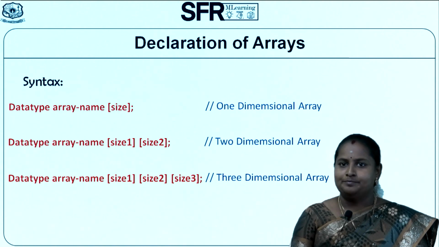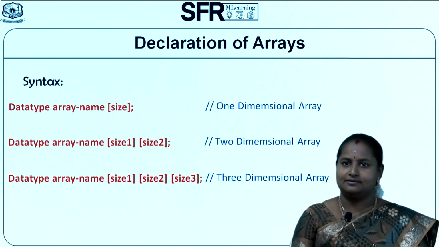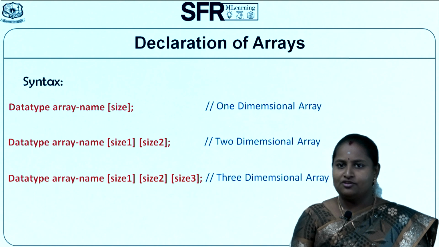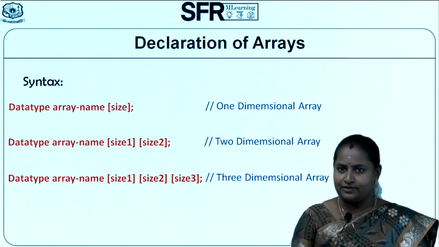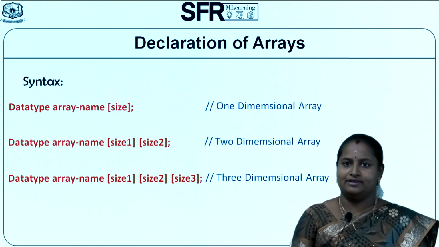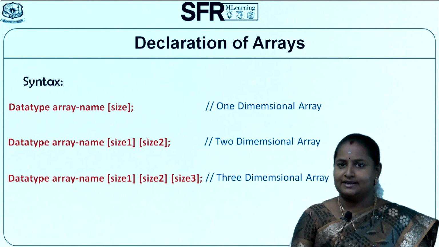Followed by array name, the size of the array must be specified within the square bracket. Size means the number of elements that an array can accommodate. For example, if I specify the size as 5, it means 5 elements are allowed in that array, at most 5 elements. If there is one subscript, that square bracket is called a subscript, then it is called a one-dimensional array.